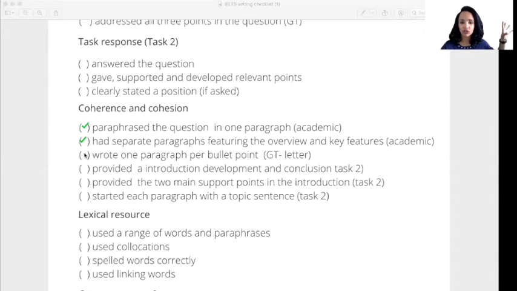With the general training test, you have to write one paragraph per bullet point. So that means each paragraph of your letter should cover one of the points you've been provided.